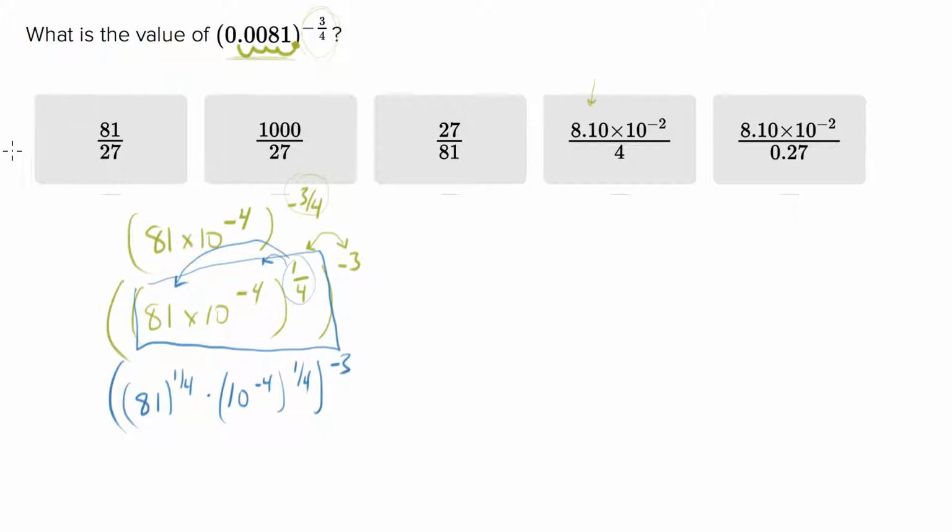Okay, now 81 to the 1/4, you can plug that into the calculator if you're not sure. There's a numerical answer to that, but it happens to be 3. So this is a perfect fourth. So 3 squared is 9, 9 times 9 is 81. So this is just 3. Then 10 to the -4 to the 1/4 power. Remember, we multiply exponents if an exponent is raised to an exponent. So -4 times 1/4 just becomes 10 to the -1. So that's 3 times 10 to the -1, all to the -3.